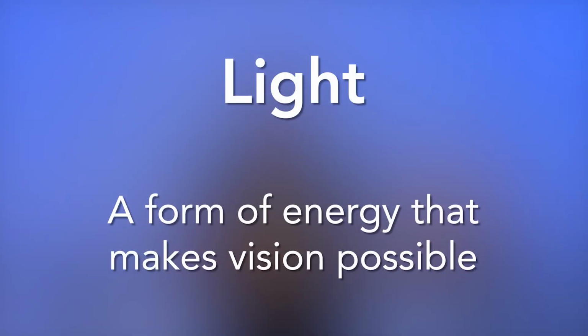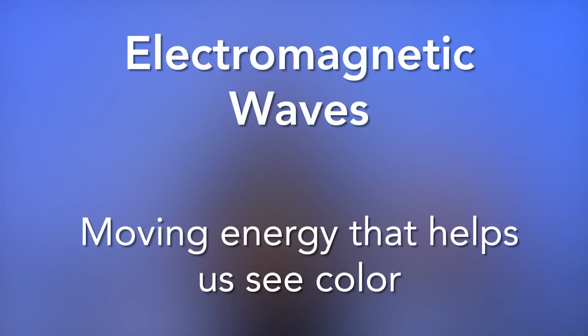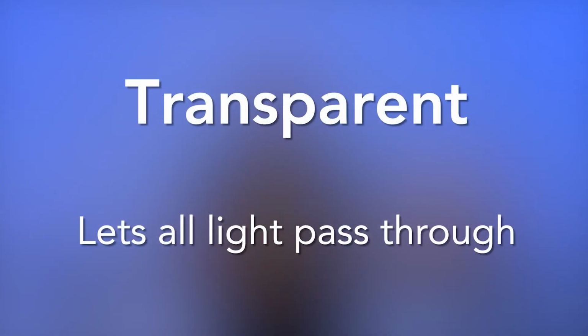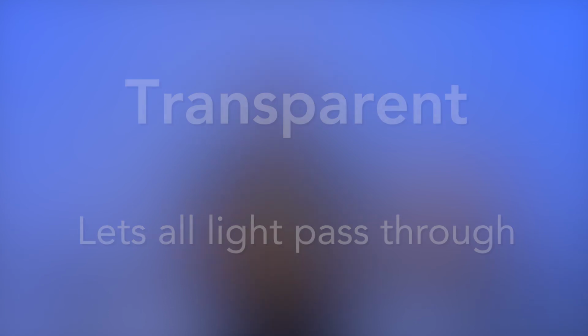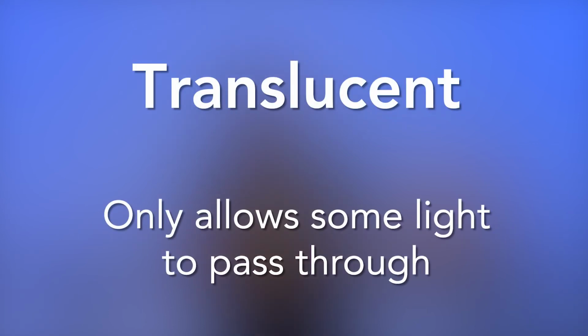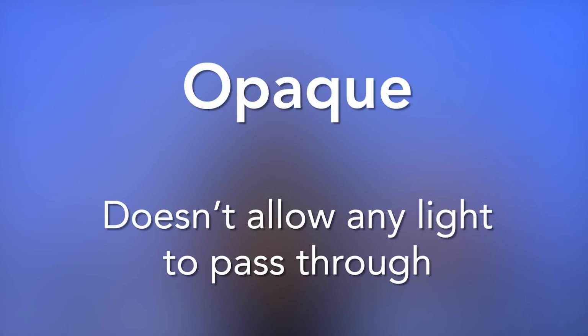All right, let's recap. Light is a form of energy that makes vision possible. All light has to come from a source. Sources like the sun, a light bulb, a flashlight, and a candle. Electromagnetic waves are forms of moving energy that help us see color. And the three forms that light can and cannot pass through are transparent, which lets all light through, translucent, which lets some of the light through, and opaque objects, which blocks light and creates a shadow.